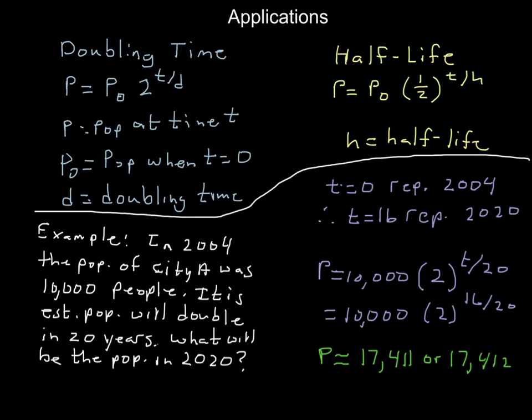Now when we do this, what you have to recognize is that the initial population that we're given is 10,000, and so that is going to be when t equals 0. So from this, I know t equals 0 is going to represent the year 2004. That's something important that you recognize on these problems, both the half-life and population doubling. Therefore, when I start thinking about the population in 2020, I know that is 16 years after 2004. So t equals 16 is going to represent 2020.